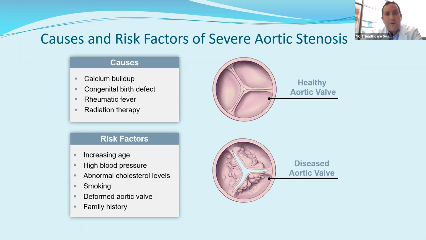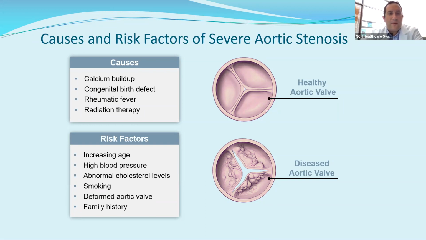So the risk factors, what causes aortic stenosis? Well, the healthy aortic valve is shown, and so is the diseased aortic valve, and you see a blown up picture of what happens to this valve. The causes are generally calcium buildup. It can also be caused by a congenital birth defect, by rheumatic fever, or radiation therapy. Rheumatic fever is actually one of the more common reasons for this in the world, but in the United States and in most developed countries where we have access to antibiotics, it's a pretty rare finding.